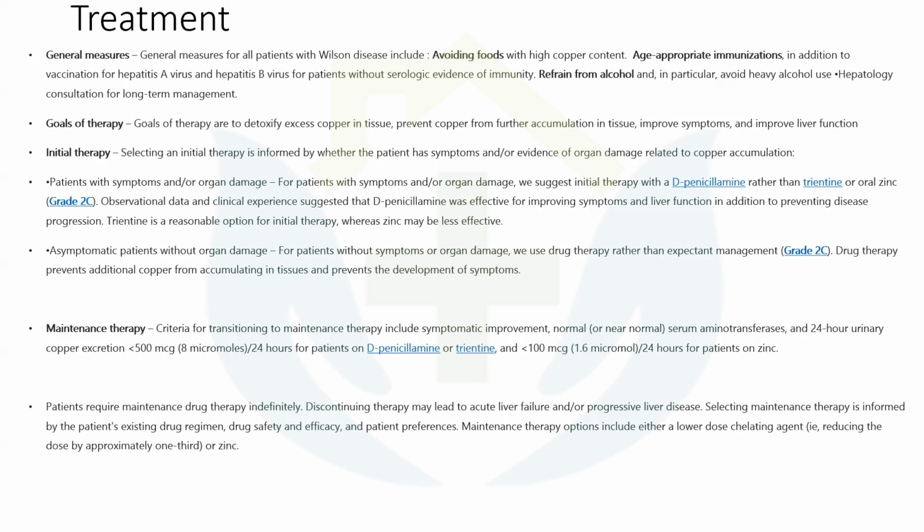So the main thing is the maintenance of therapy and the regimen. Whatever medication we choose is based on the toxicity profile of the drug and how well the patient is tolerating it. Based on that, we can choose either D-penicillamine, trientine or zinc, depending on tolerance and patient preference.